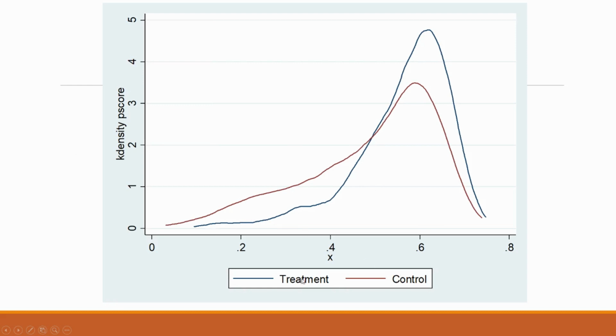The treatment group and the control group are very similar. They overlap with each other a lot. The highest density of propensity scores is right around 0.6, and that's the same for the control group and the treatment group. So there's a lot of overlap here. There's very strong evidence for common support.